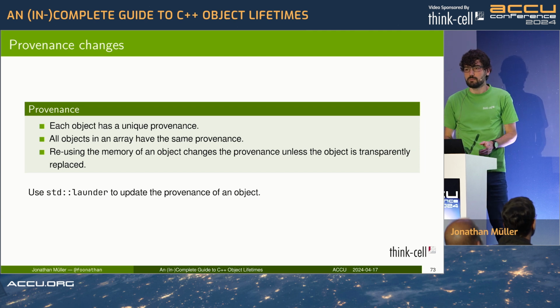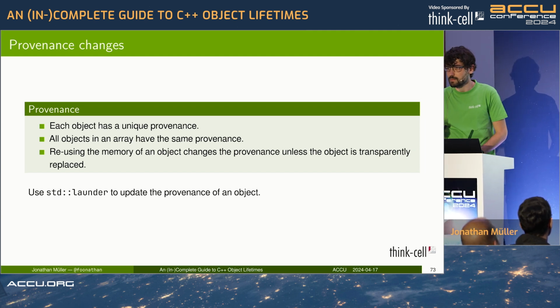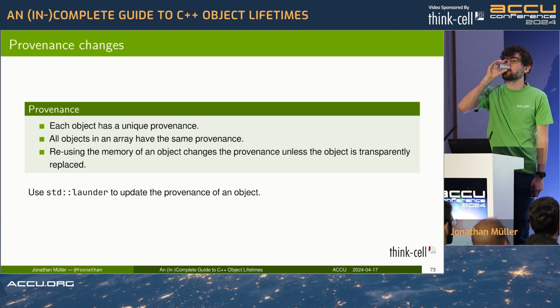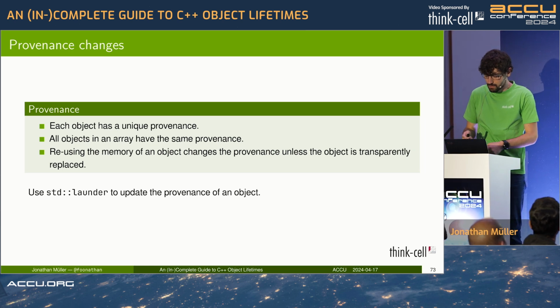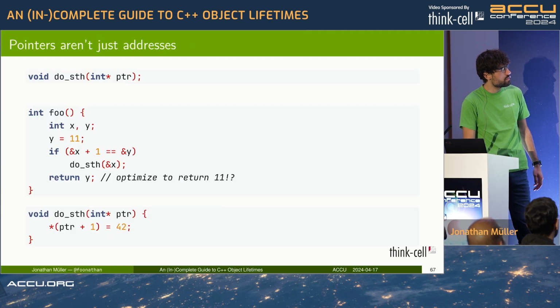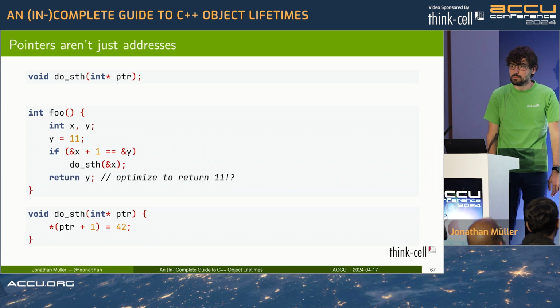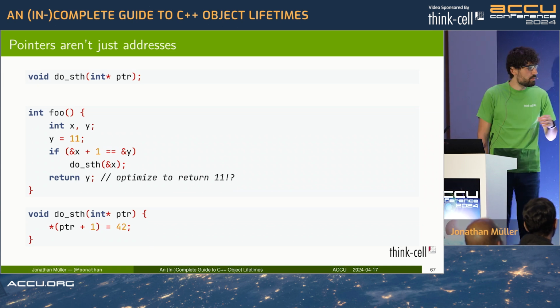Questions about provenance? So it's a bit of, yes? Sorry. In the very first example where you said dereferencing p+1 is UB, how does the compiler figure out if that pointer is just an integer pointer or a pointer to an array?